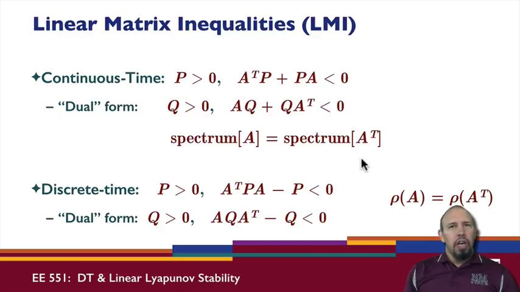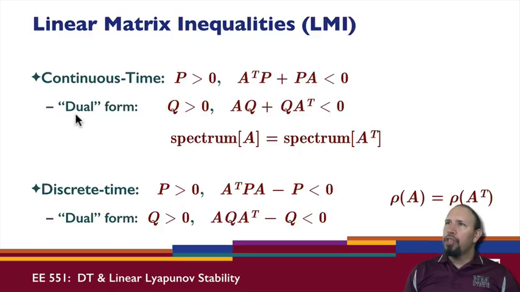As I mentioned to you, one of the things I like about controls is that the further you go, instead of becoming more narrow and focused, we actually become more broad. We're able to handle a broader class of systems. So we can not only handle continuous time, but we can handle discrete time systems. In continuous time systems, we have these linear matrix inequalities. So P positive definite, and A transpose P plus PA must be negative definite. This will prove the stability of A.